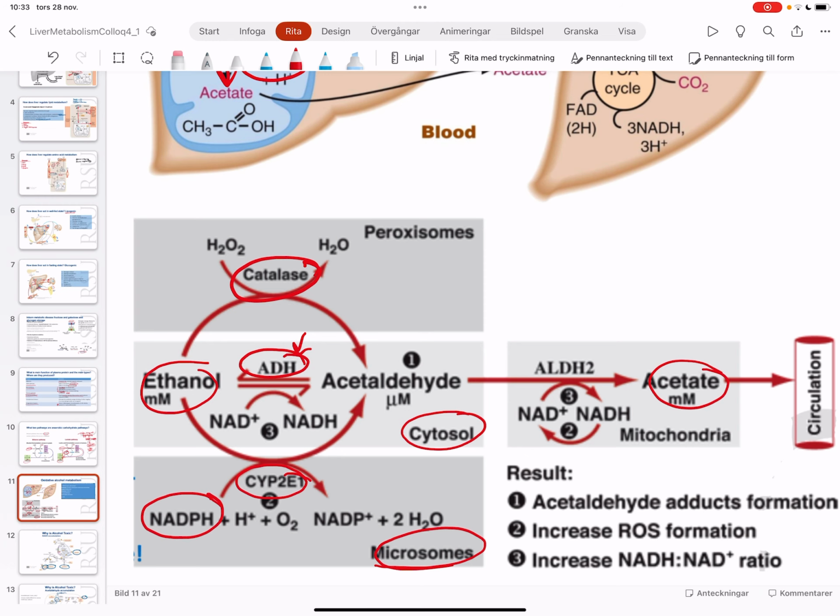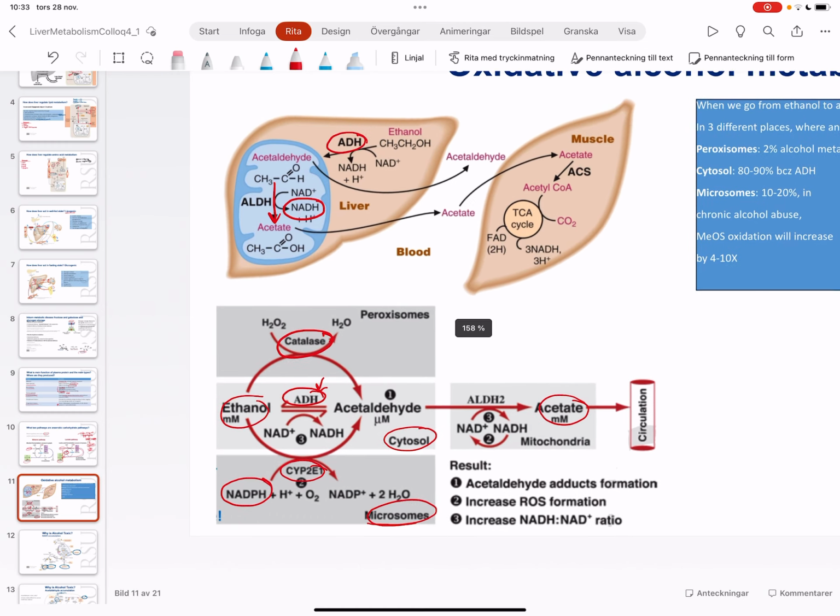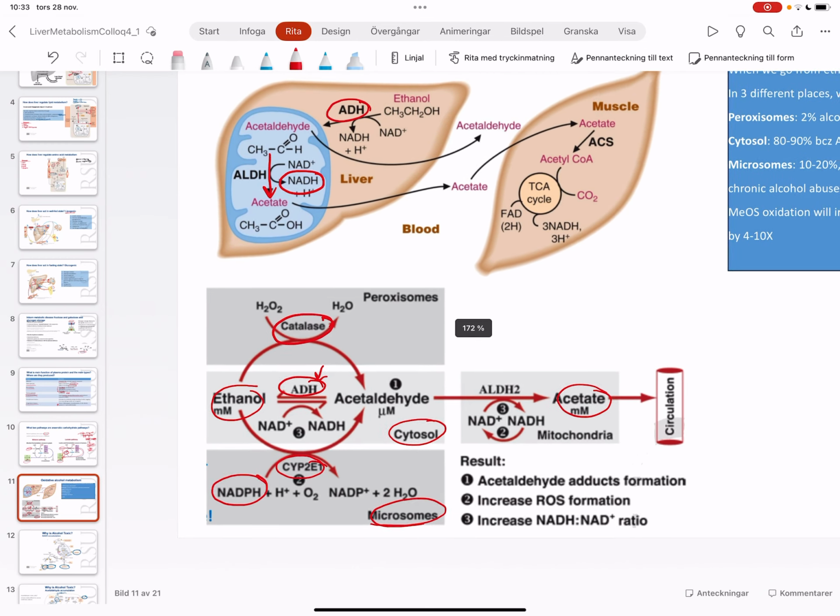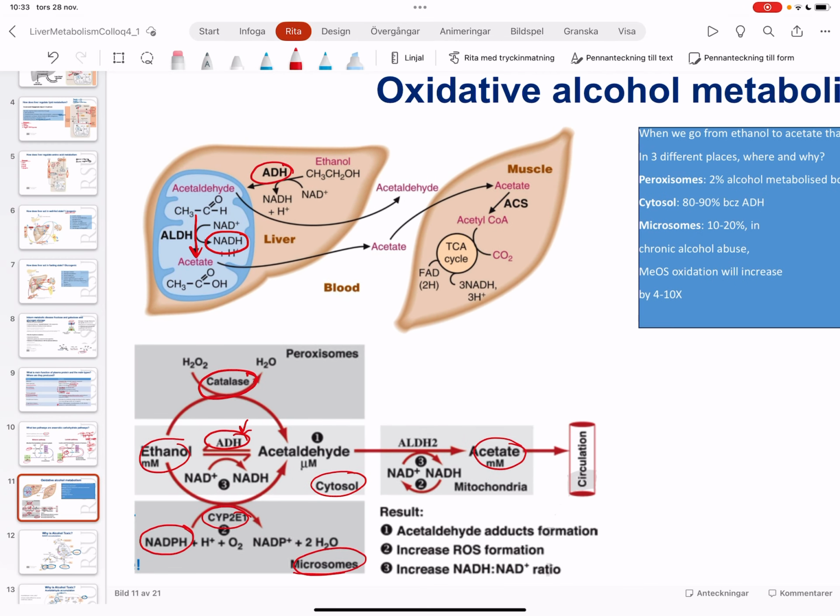And this happens in 10 to 20% of alcohol metabolism in the normal case, but in case of chronic alcohol abuse, that will increase by 4 to 10 times.